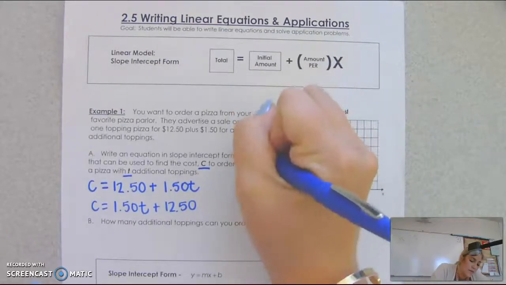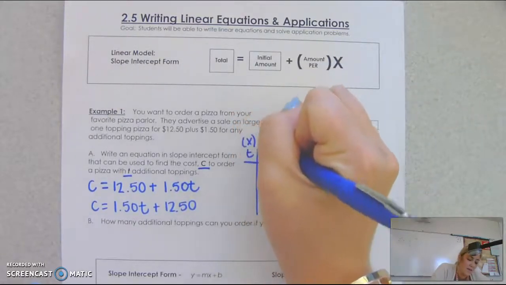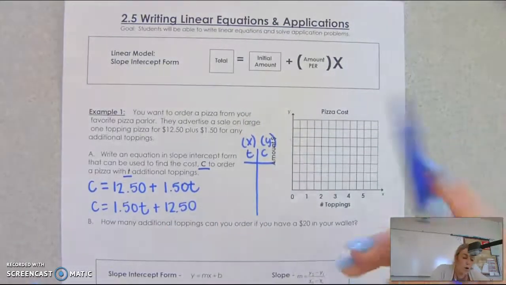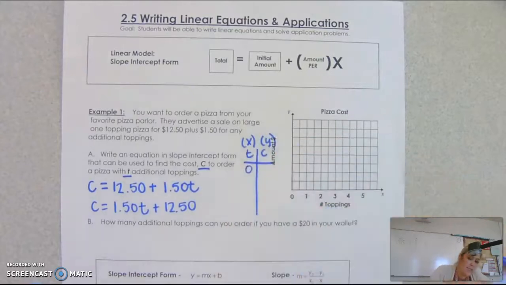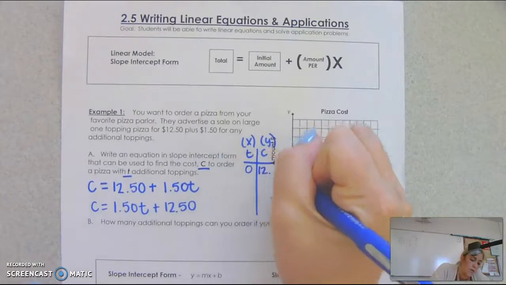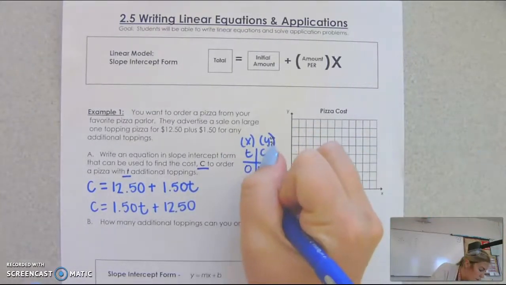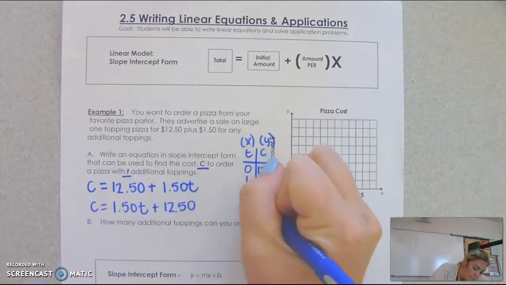And that's the same thing as if that was X and Y. So I know that if I had 0 toppings, that means I didn't want any toppings at all, my pizza would cost $12.50. And let's do all the way up to 5.